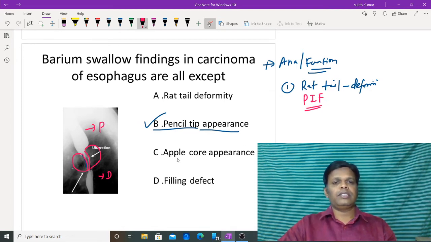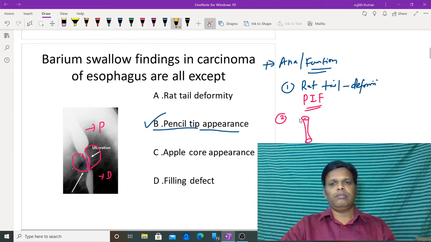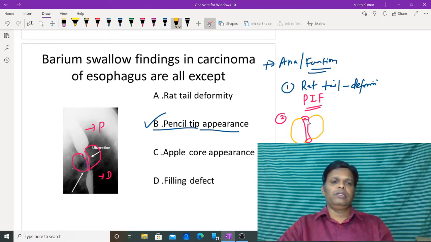The next finding is the apple core appearance, which is very characteristically seen in colonic lesions, but here also you can get this one. If the peripheral part of the apple is taken away, only the center core of the apple will be there. That is called apple core appearance. Here the growth will be there, and there will be a lumen, so luminal narrowing is there. This gives an appearance called apple core appearance.